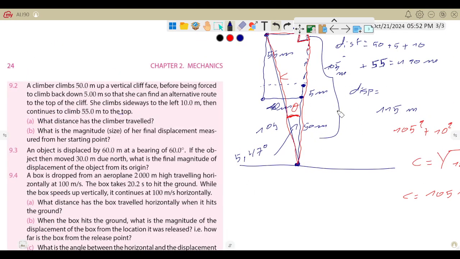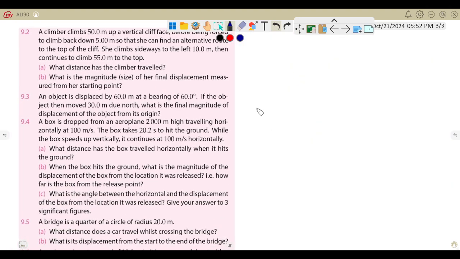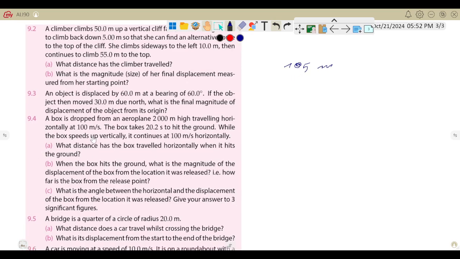Any question here? No. All right. So can I clear or erase all of this? Yes. Right here, just to keep my space clear and light. So what is the magnitude of her final displacement measured from her starting point? We just calculated, we found it's 105 meters. That's what we found before moving to this one.